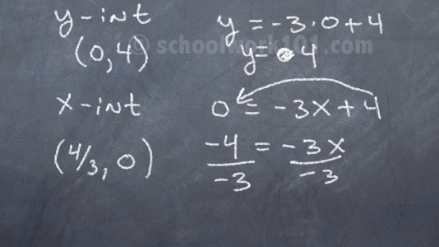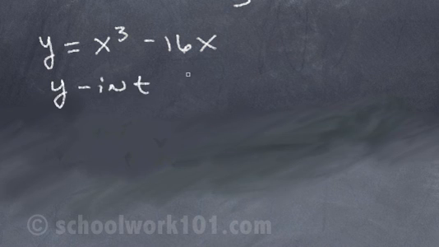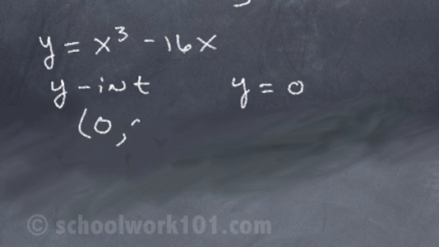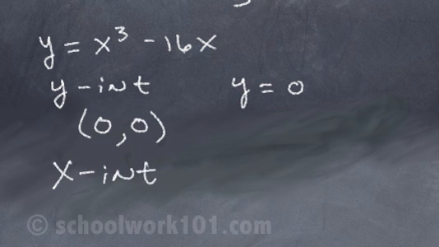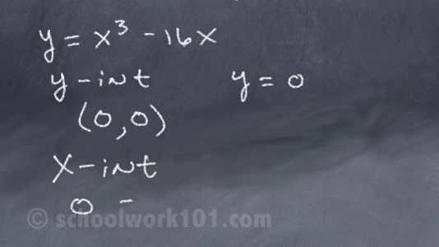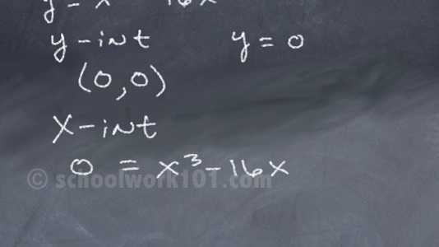Let's look at another example. Let's say we have y is equal to x cubed minus 16x. And let's find the y-intercept. Remember, we just plug 0 in for x, therefore y is equal to 0, and so our ordered pair is going to be 0, 0. So this graph is crossing at the origin. Now to find the x-intercept, we're going to have to do a little bit more work. So remember, we're going to set the whole thing equal to 0, and then solve for x.